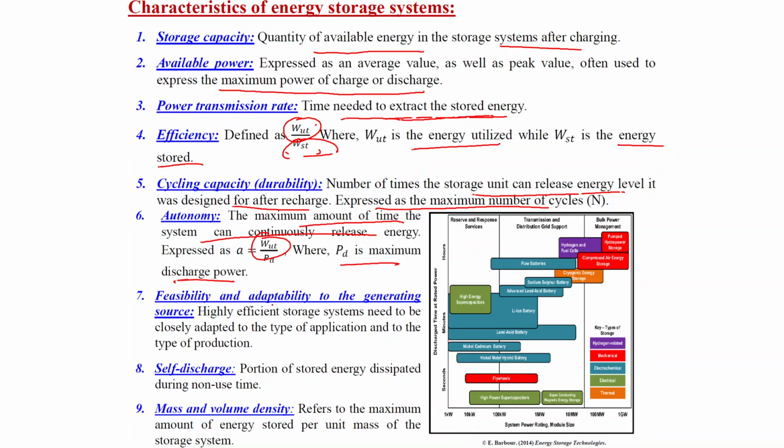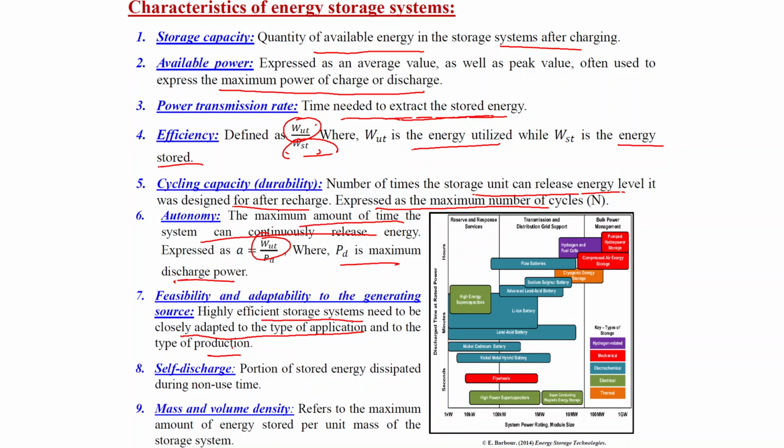Okay. Feasibility and adaptability to the generating source. Highly efficient storage systems need to be closely adapted to the type of applications and to the type of production. So basically, feasibility and adaptability means that all the energy storage devices are not applicable to all the applications. Okay. Each energy storage device is used in a specific application. It is not like where a supercapacitor is required, you install a battery in place of the supercapacitor and it will work. It doesn't work like that. Depending on the requirement of your application, we use the energy storage device. So that is basically feasibility and adaptability.